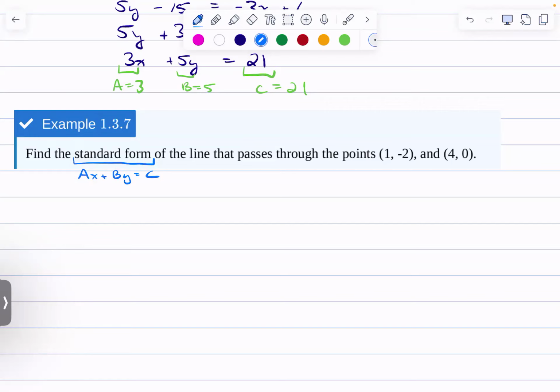What do we need to do here? Now I just have 2 points. If I only have 2 points, right, then I think the easiest way to do this is to find the slope, find the intercept, write them out as y equals mx plus b, and then rearrange into standard form. There are other ways that you could do it, but I think that's the simplest way.